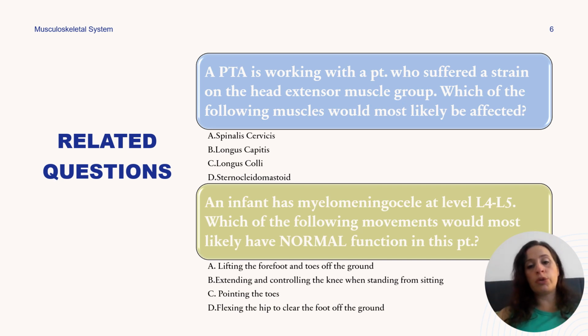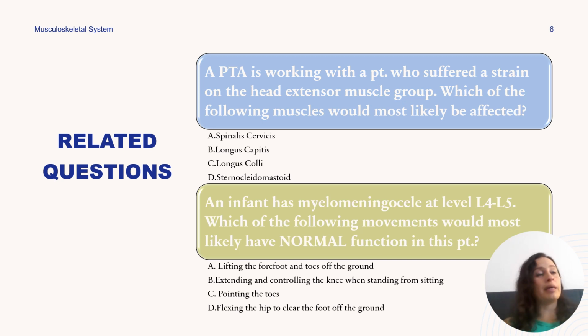So here's some more. I gave you a little more on this one because it is what it is, right? So a PTA is working with a patient who suffered a strain on the head extensor muscle group. Which of the following muscles would most likely be affected? Spinalis cervicis, longus capitis, longus colli, or sternocleidomastoid? I'll give you a second to think about it. Okay, the correct answer is A.